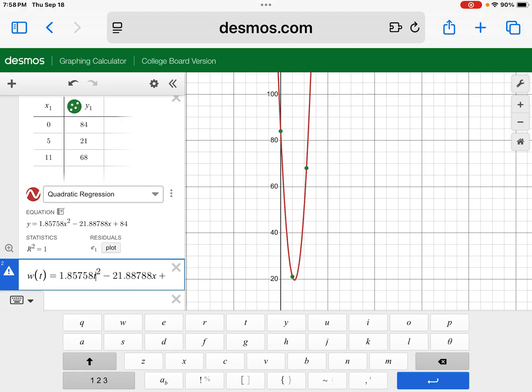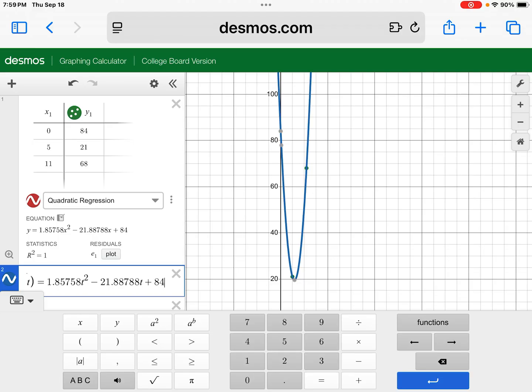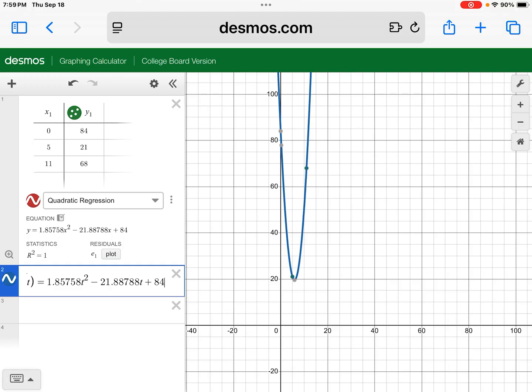You don't have to do this. You could just have called this f of x and just been done with it. But I want to make sure that I am doing things the way that the problem says. And so I changed my x's to t's. And now what I've done is I have defined my function as w of t equals this equation. So it kind of matches more with what they provided.